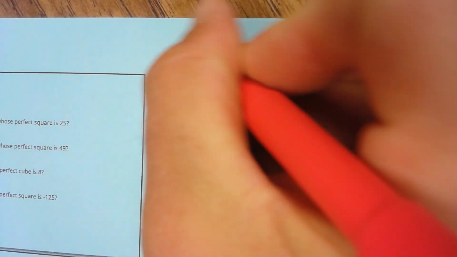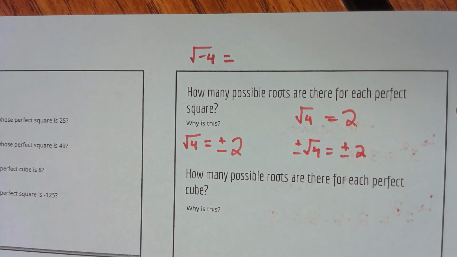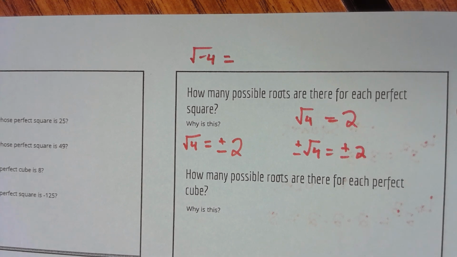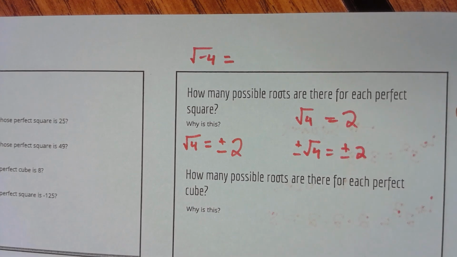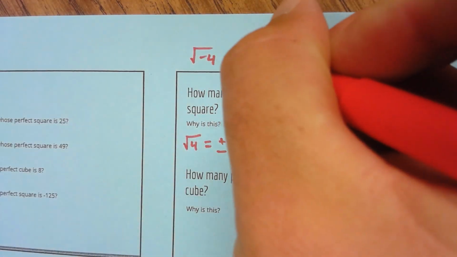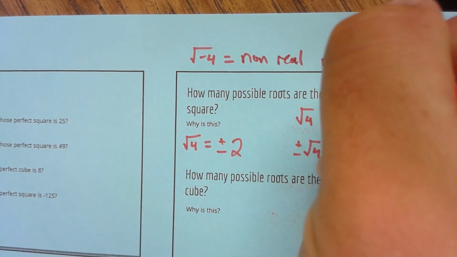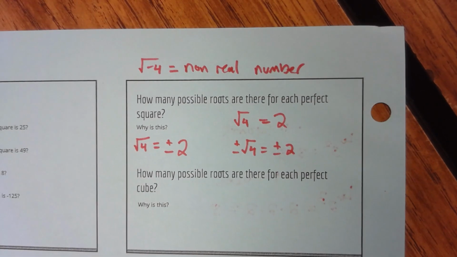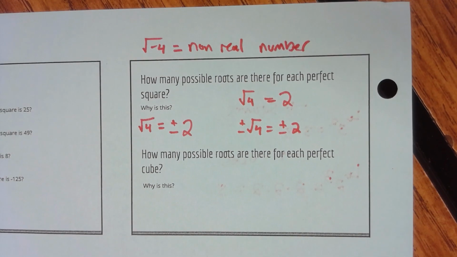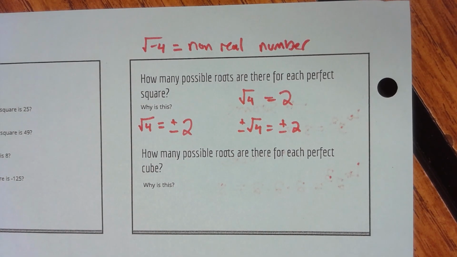What about this, though? What number times itself is negative 4? Does this one exist? No. A lot of students will say, oh yeah, that's negative 2. But negative 2 times negative 2 gets us back to the positive 4. So if we're square rooting a negative, this is a non-real number. Eventually, you'll learn about an imaginary number that allows us to work with those negative roots. But for now, if we are square rooting a negative, that is not possible.